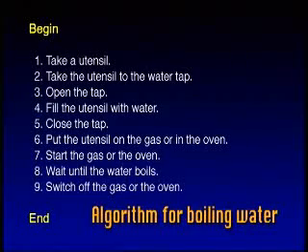What does boil water mean? Boil water means take a utensil, take the utensil to the water tap, open the tap, fill the utensil with water, close the tap, put the utensil on the gas or in the oven, start the gas or the oven, wait until the water boils, and switch off the gas or the oven. Now all these steps together mean boiling water.